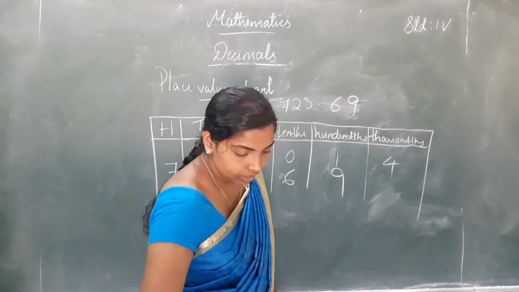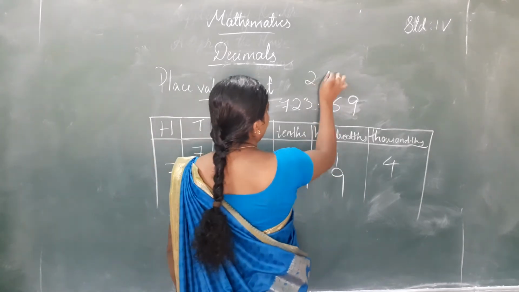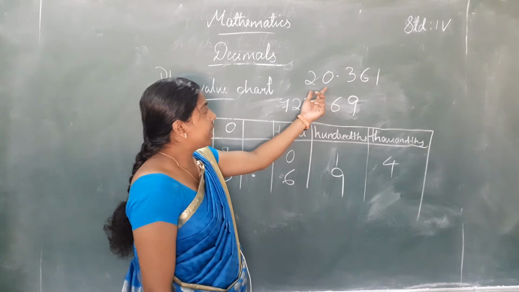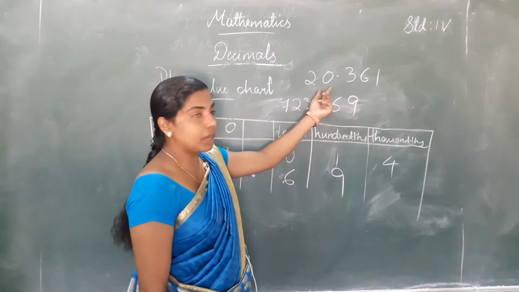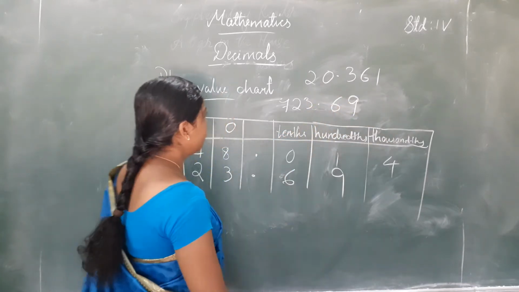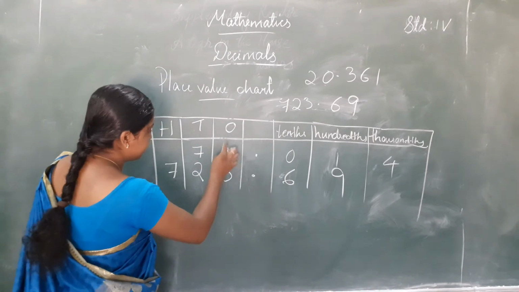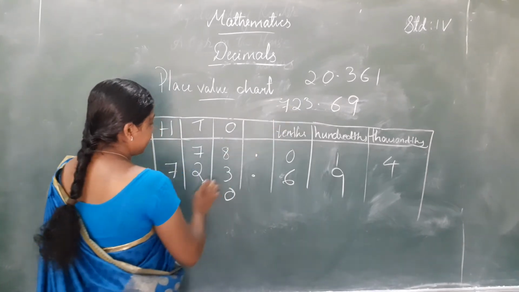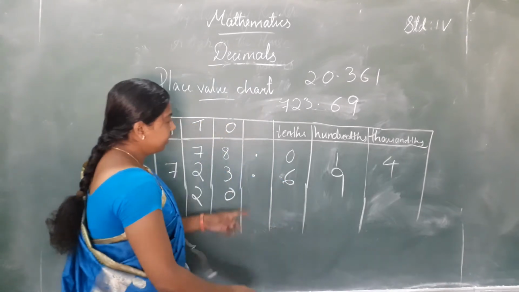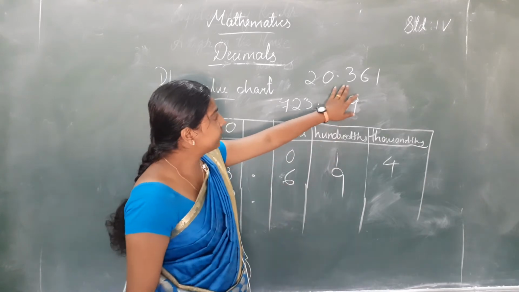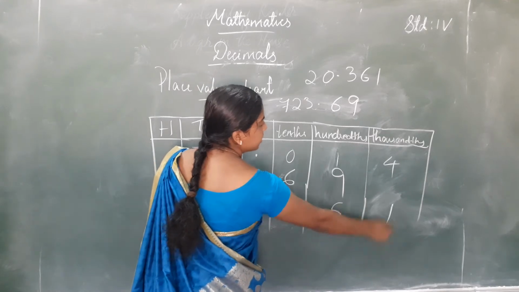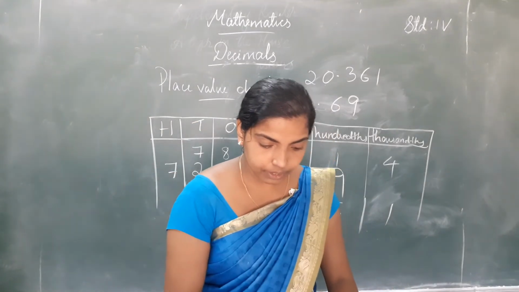Okay. Can do one more question. 20.361. First see the number lying just before this point. This 20. And the number after the decimal point is 3, 6 and 1. So the 0 is in the 1's place. So in the 1's place 0. 2 is in the 10's place. So it is over. Then decimal point. After that 3 is in the 10th place. 6 is in the 100th place. 1 is in the 1000th place. Okay.